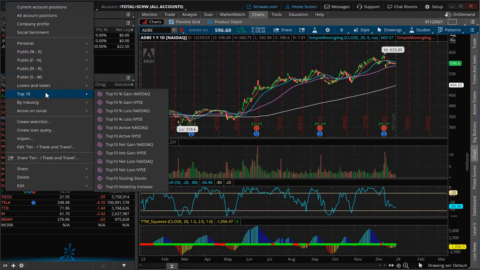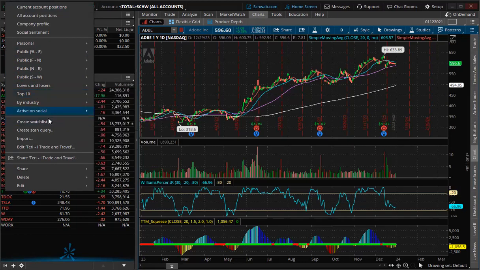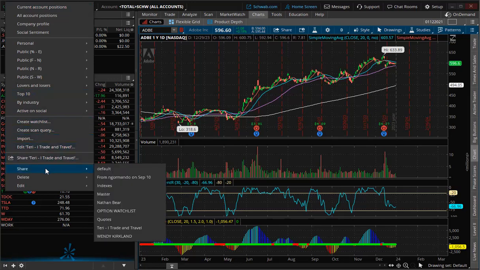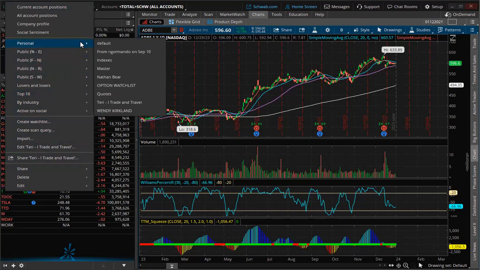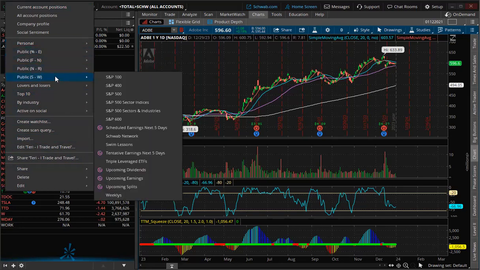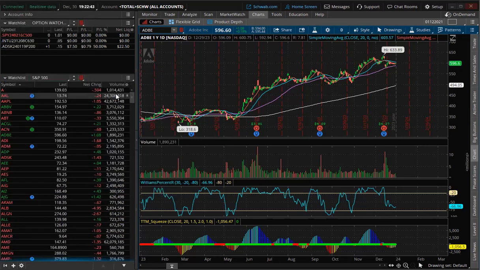There's so many top 10 gainers on the NASDAQ, the New York Stock Exchange, net gainers, most active. There's lots of things that you can discover, and you should look at this and see what the lists have to offer you and your stock trading.